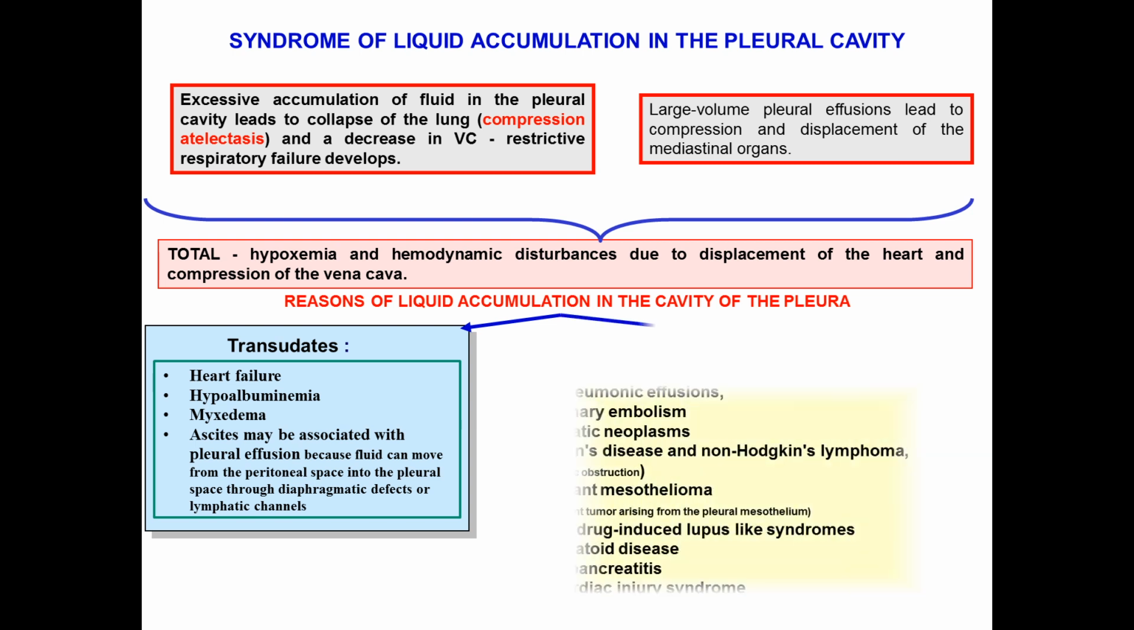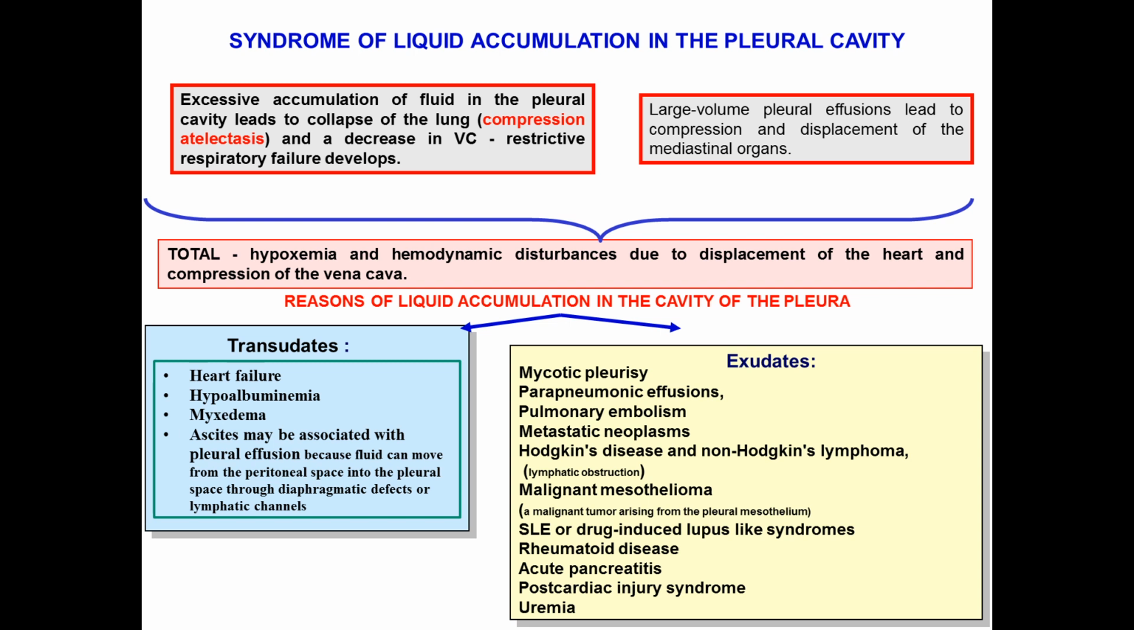There are two types of reasons for liquid accumulation in the pleural cavity. Transudate, a non-inflammatory fluid, or exudate, an inflammatory fluid, may accumulate. Reasons for accumulation of transudates are heart failure, hypoalbuminemia, because of decreased oncotic pressure, and myxedema. Ascites may be associated with pleural effusion because fluid can move from the peritoneal space into the pleural space through diaphragmatic defects or lymphatic channels.